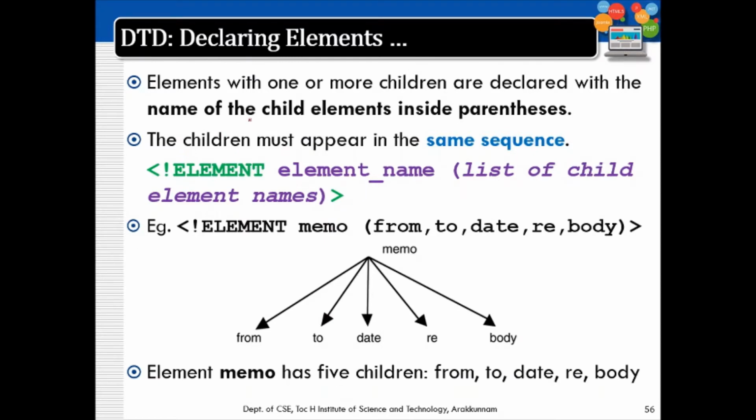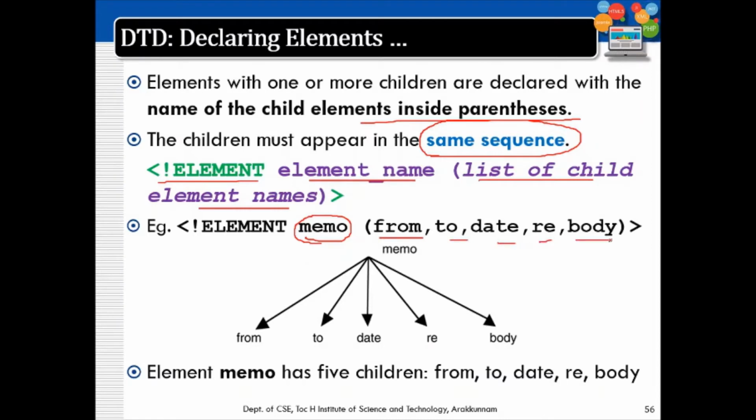So the names of the child elements are specified inside parentheses. They must appear in the same sequence. So: exclamation element, element name, list of child elements. Here is an example. I have an element memo, which contains from, to, date, reply and body as the 5 tags inside this memo, and these must occur in the same order.